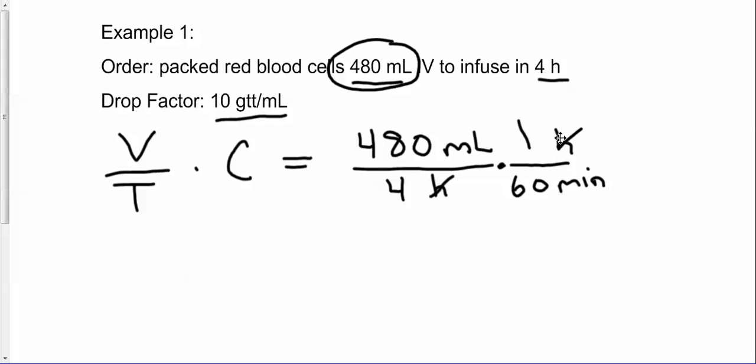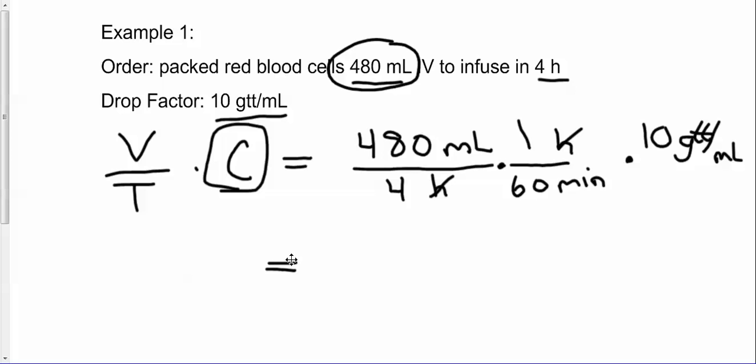Now we times that by C, which is the calibration, which is the drop factor, which was given to us as 10 drops for every 1 ml. Now when we multiply this out, what will happen is we will have the milliliters divide out as well, because this milliliter is on top, this milliliter is on bottom. Our answer will be in drops per minute, which is desired, and we want to make sure we round it to the nearest whole number.